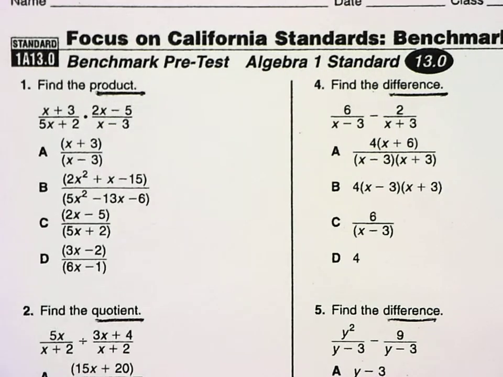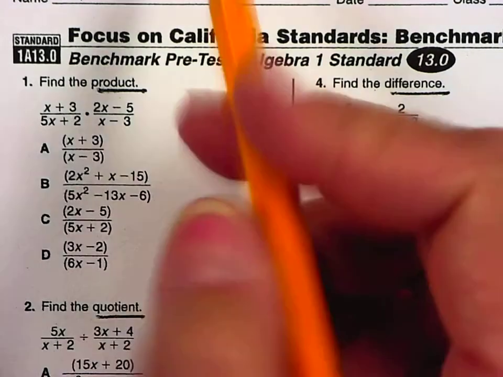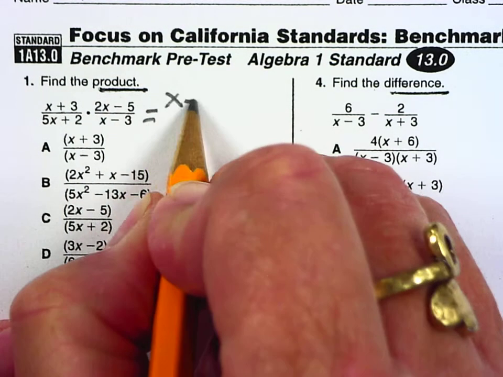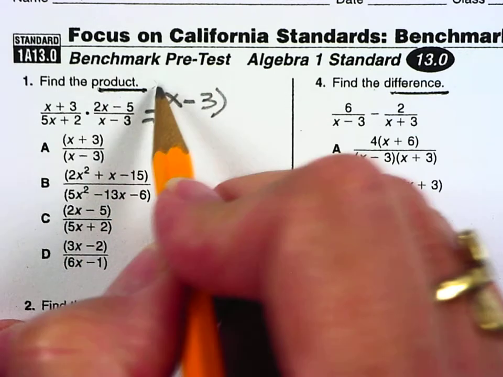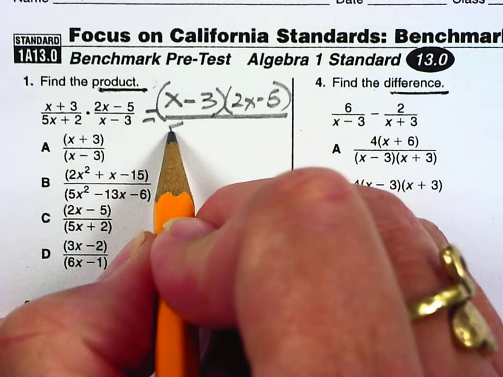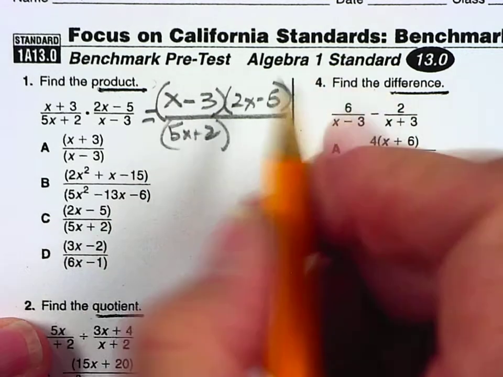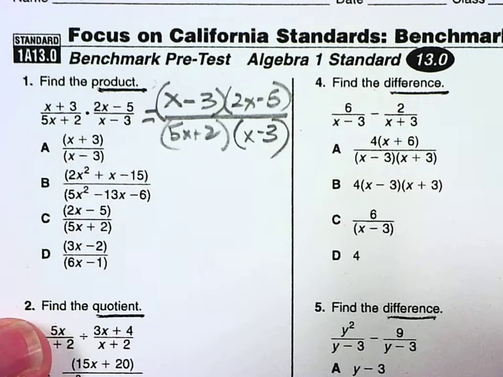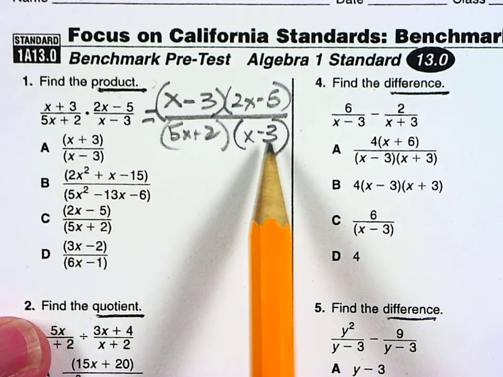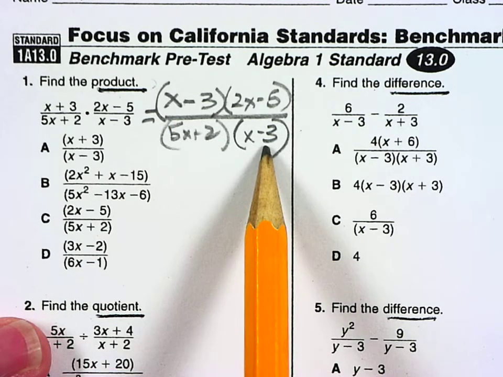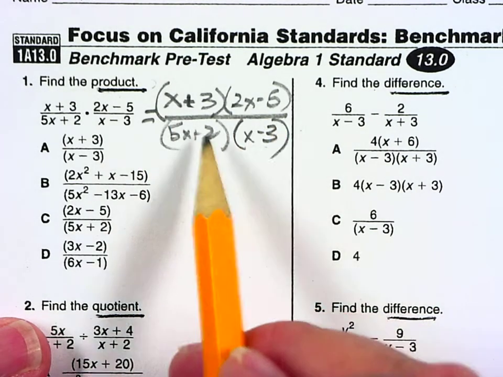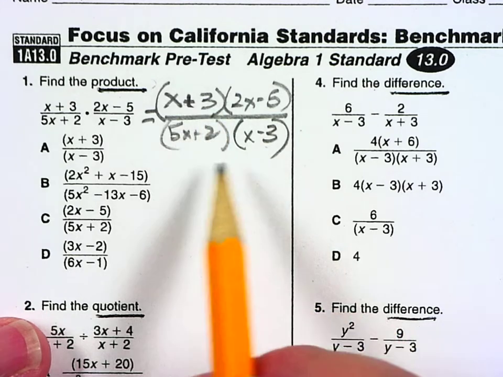So actually, I'm going to show you on here. If we find the product, what we're going to get if you multiply straight across is x minus 3 times 2x minus 5 over 5x plus 2 times x plus 3. Now when we write it like that, we notice that every single one of these binomials is fully factored. In other words, they can't be factored anymore. And none of these factors is exactly the same, so there's nothing I can do to simplify this.